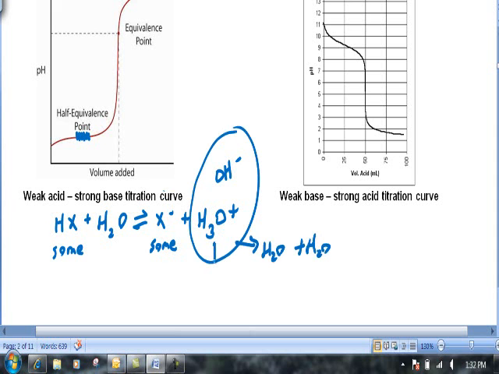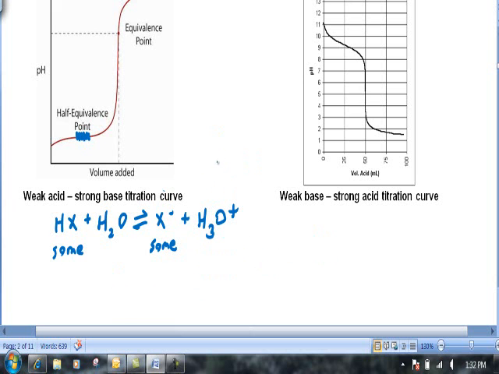Because the hydronium concentration went down, this reaction is going to shift to the right. By shifting to the right, the amount of X minus goes up and the amount of HX goes down, and we'd move slightly to the right in this titration curve. The H3O plus ions that got taken away by the OH minus ions get replaced, and that allows the pH to remain relatively constant.